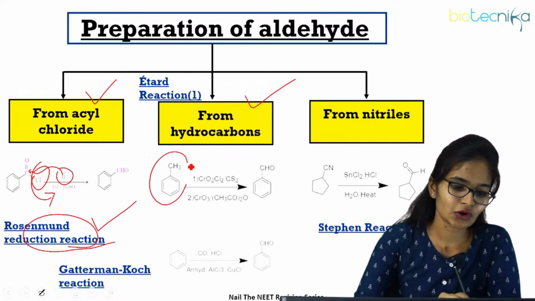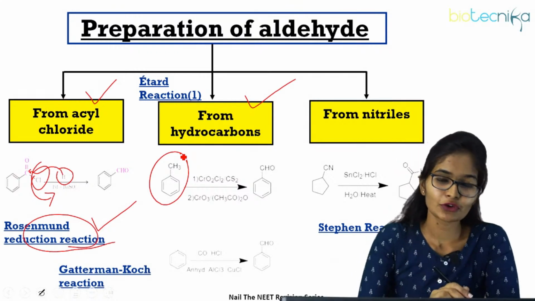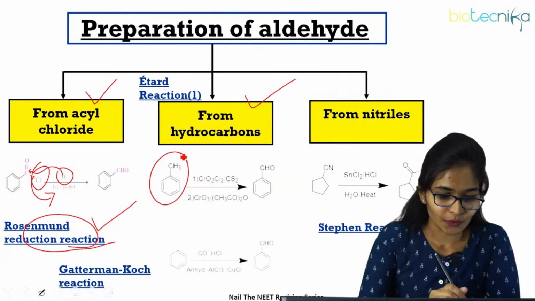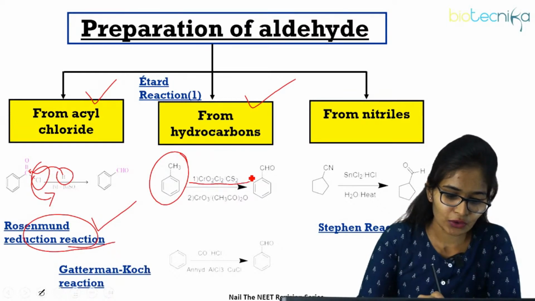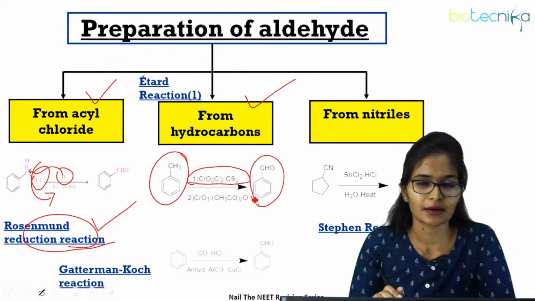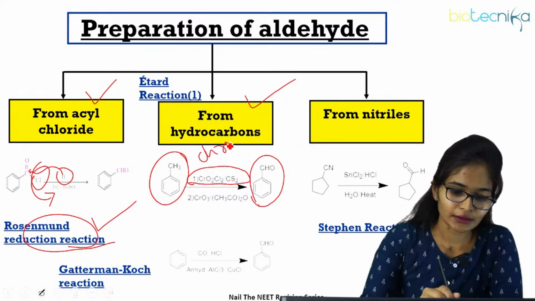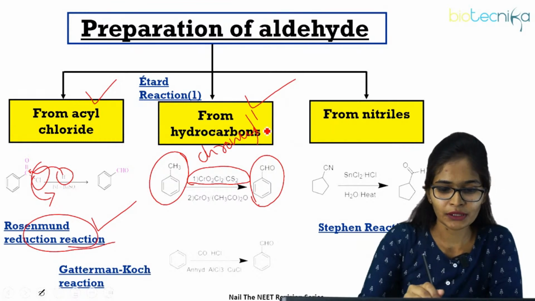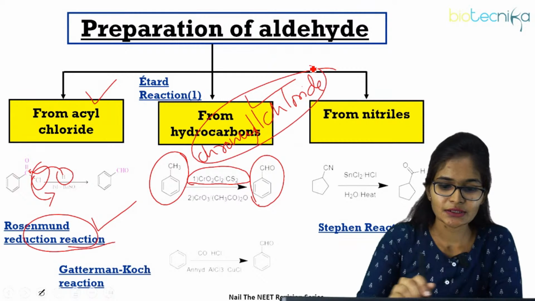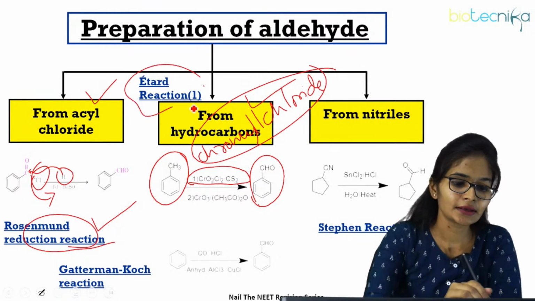Just start with toluene. This is toluene, an alkyl benzene also we can say, where the methyl group is the alkyl part. That's why I will call it toluene. Toluene upon treatment with chromyl chloride in carbon disulfide will give me aldehyde, right? This reaction where you are using chromyl chloride, we call the Etard reaction.